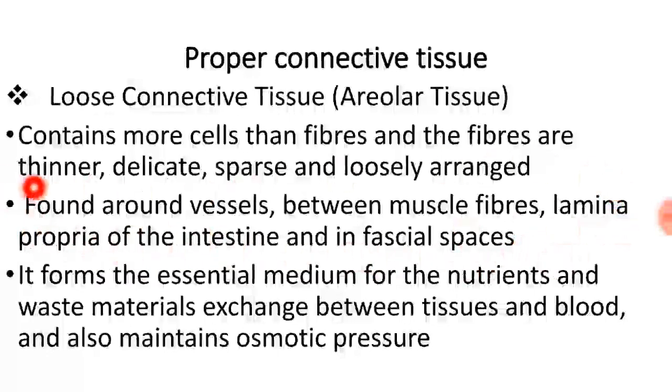In these locations where loose connective tissues are found, they also form the essential medium for the exchange of nutrients and waste materials between the tissues and the blood. They also maintain the osmotic pressure. The fact that the tissue is thin, delicate, and its cells are loosely arranged, as its name loose connective tissue suggests, gives the tissue the ability to allow nutrients to enter the tissue from the blood stream and waste materials to leave, and also maintains the osmotic pressure.